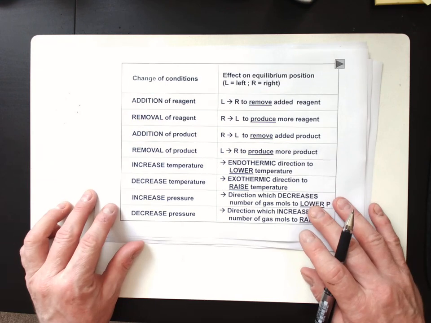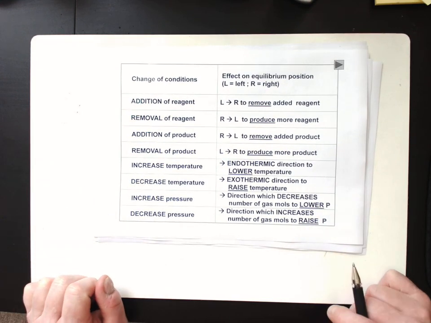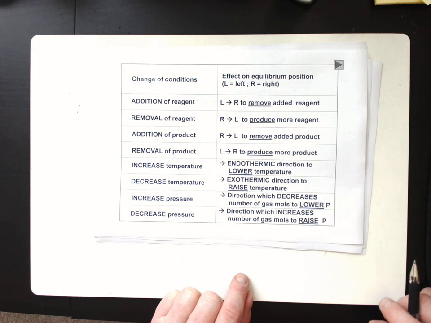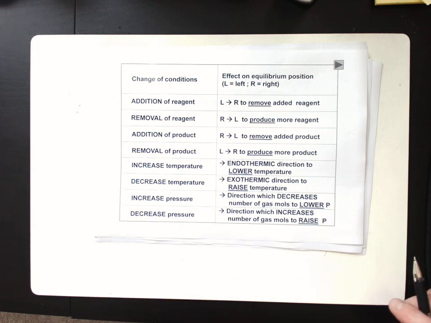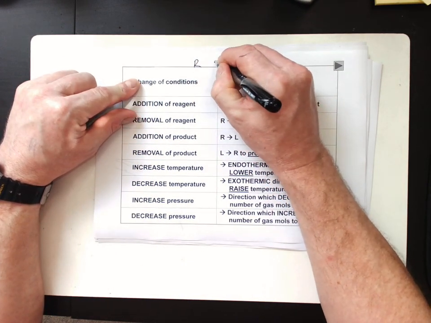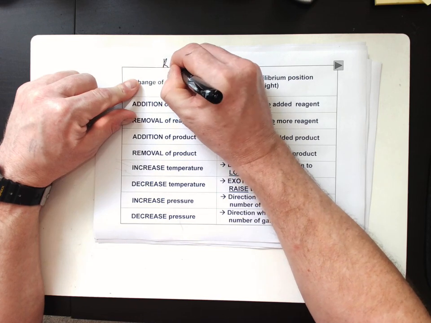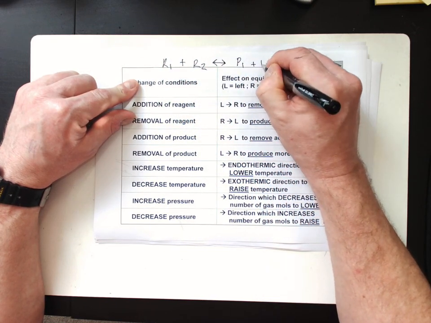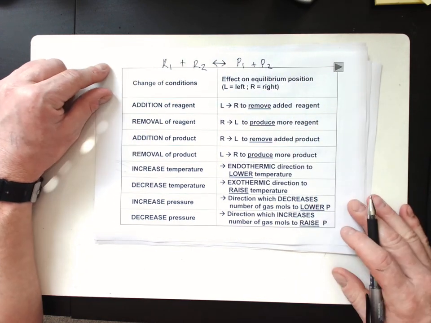Right, so let's look at this table. This is a really important table, and it covers kind of all bases with regards to changes that we can make and how that equilibrium will move. So we'll just remind ourselves up here we have reactants sitting in equilibrium. So we'll call reactant 1 reacting with reactant 2 to give us product 1 and product 2.